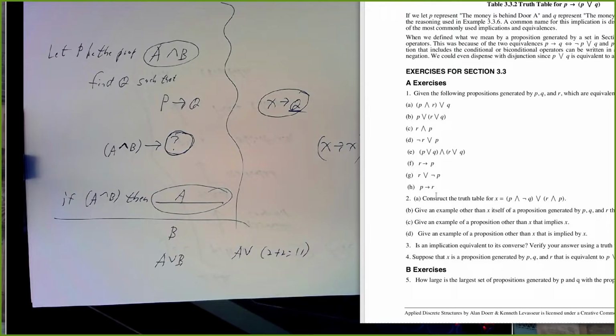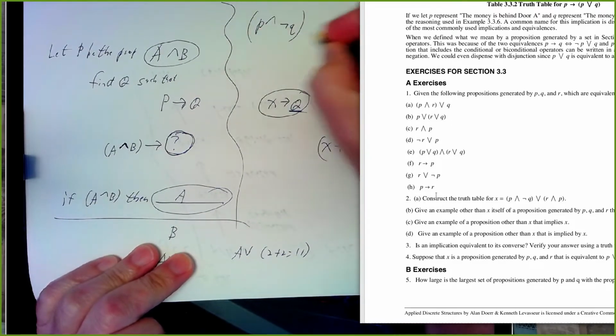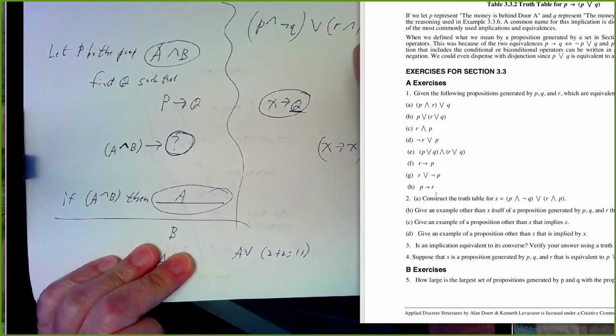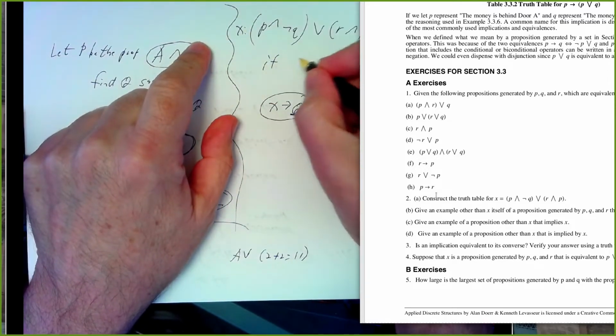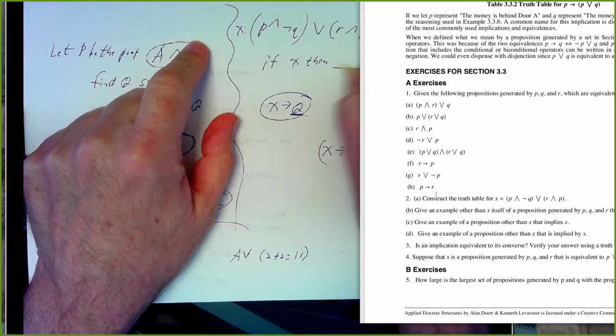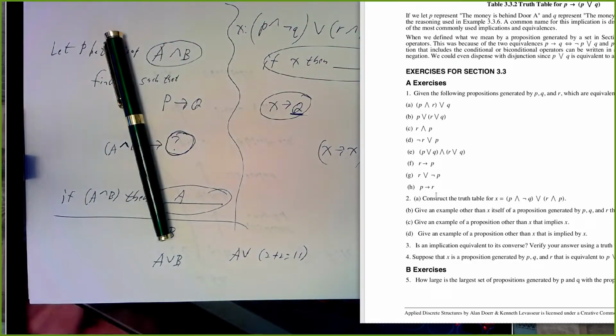So this question is asking you to do that, but with the proposition we're given, P and not Q, or R and P. That's X. And we're asked to fill in the blank so that the statement if X, then blank is true. It's the same idea. And then for part D, give an example of a proposition other than X that is implied by X. Oh, sorry, we just talked about part D. I had the questions wrong. So that was all for part D.